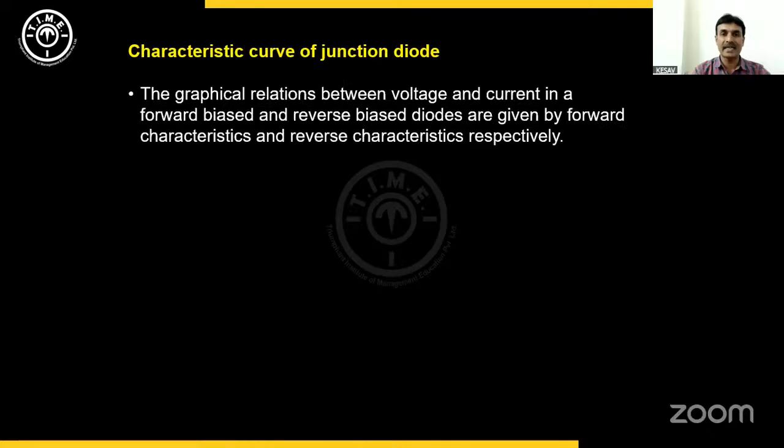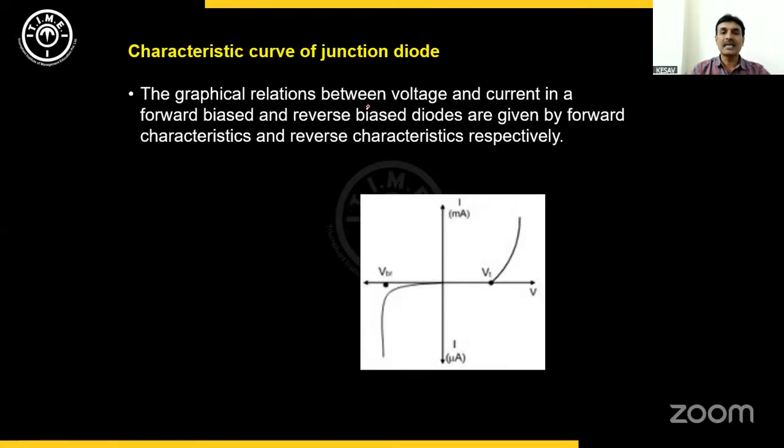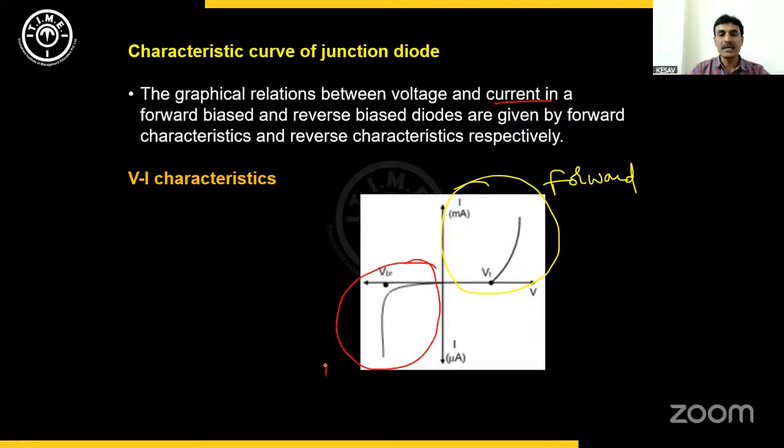Now coming to the characteristic curve of the PN junction diode. These are called the VI characteristics, the graphical relation between voltage and current. The graphical relation between voltage and current in forward bias and reverse bias diodes are given by the forward characteristics and reverse characteristics. These are called the VI characteristics, voltage versus current characteristics. See, this part stands for the forward bias, and the second part, this part, stands for the reverse bias.